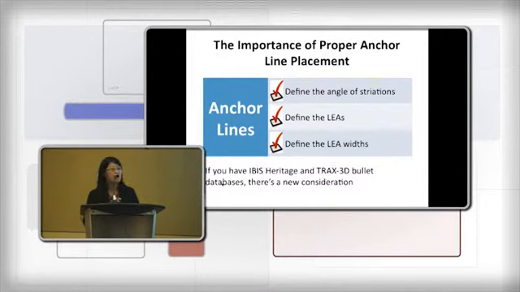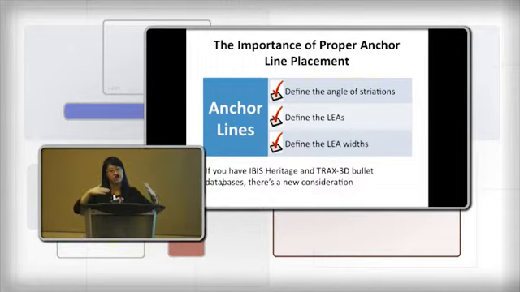Something that's very important is anchor lines. So anchor lines, there's some things that are the same between TRACKS and Heritage, and some things that are different. Same things are that the anchor lines are still used as your angle of your striations. So whatever you set your anchor lines at, that's how they straighten the striations to create that digital signature for comparison. So that's very important.